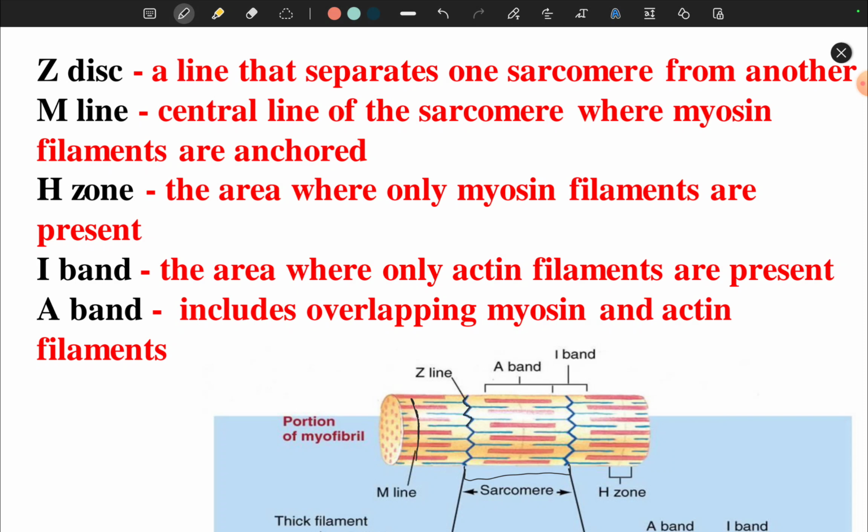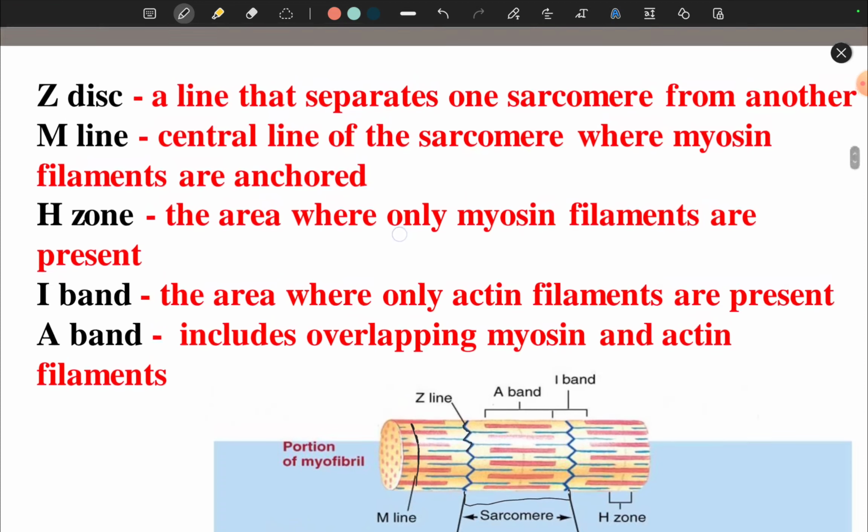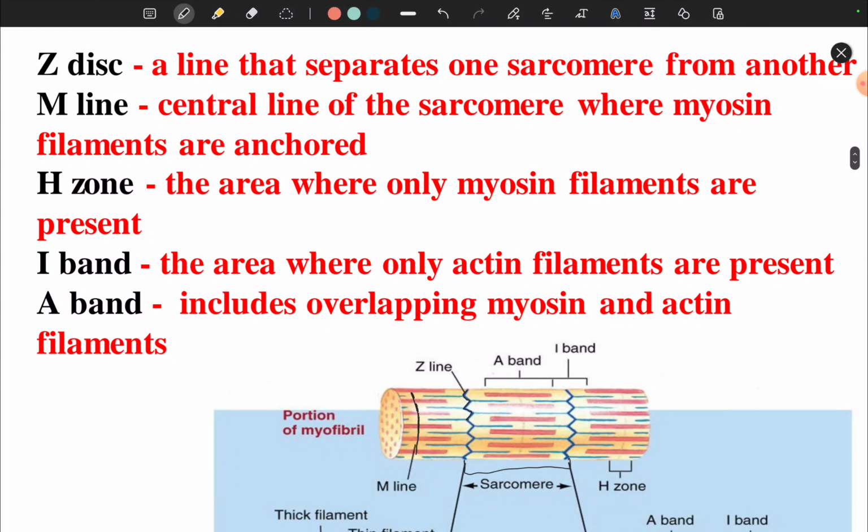This is a line that separates one sarcomere from another. The Z line bisects the I band, the light band. The M line is the central line of the sarcomere where myosin filaments are anchored. The A band includes overlapping myosin and actin filaments.